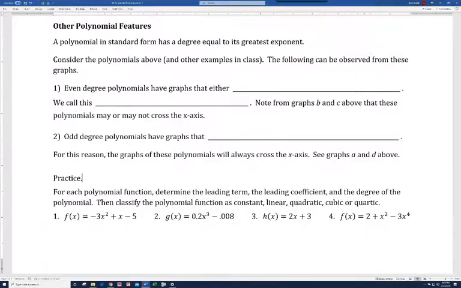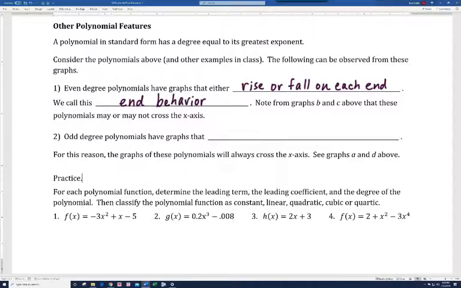All right, let's move on to the next slide. So now we're going to generalize from some of the things we saw in the last slide. It says a polynomial in standard form has a degree equal to its greatest exponent. Consider the polynomials above, which we just did. The following can be observed from these graphs. Number one, even degree polynomials have graphs that either rise or fall on each end. We call this end behavior.